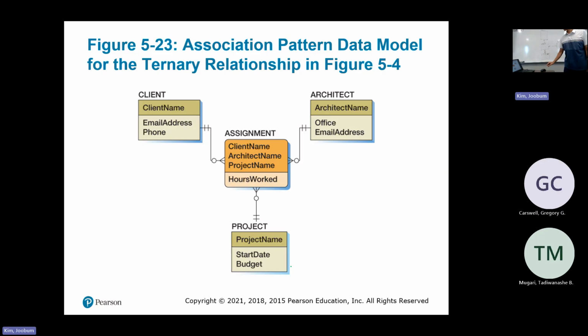This is a ternary relationship. It's the same: client, architect, and project. Client name, architect name, and project name are included in the associative entity. Okay.